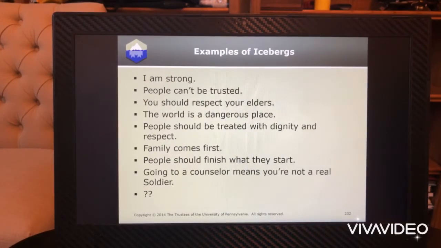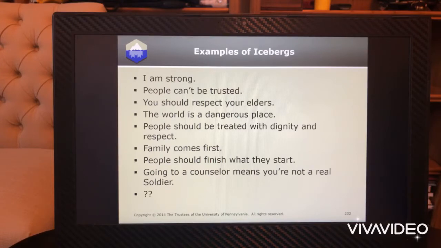Here we can see some examples of icebergs. There are many different ones. All different people have very different icebergs, and a lot of it has to do with how you were raised, the people that were around you, and the culture that you grew up in. But the gist is that these affect the way that you might handle or interpret a certain situation, depending on where you were raised and what things you believe are most important to you. For example, you should respect your elders.